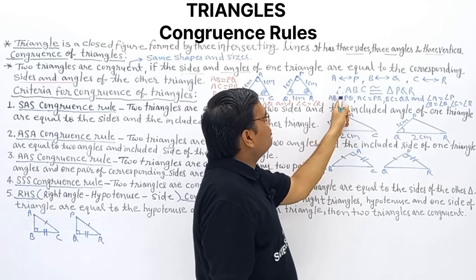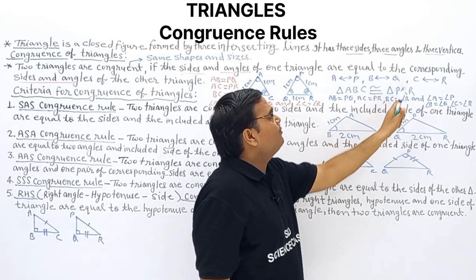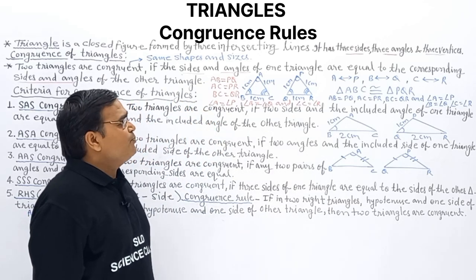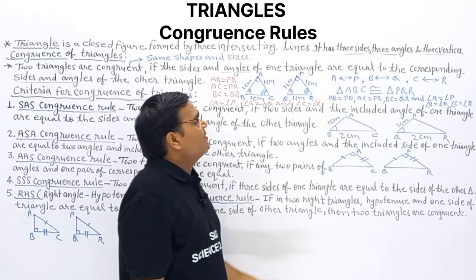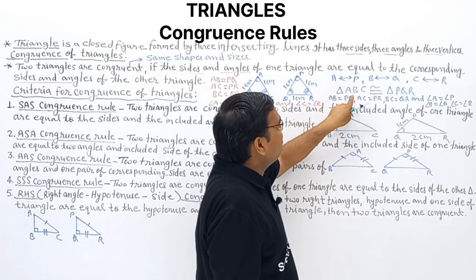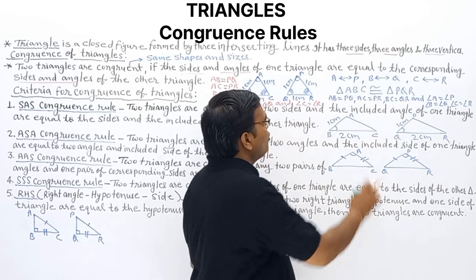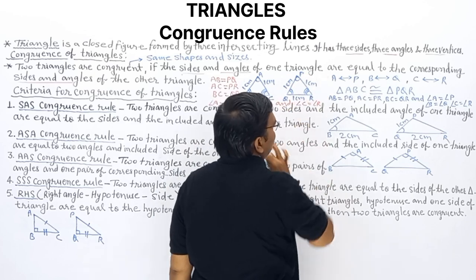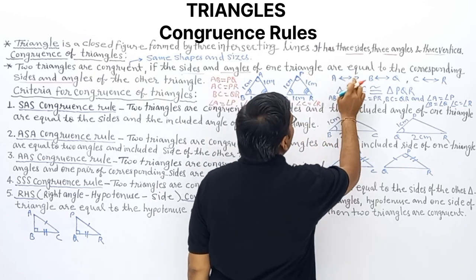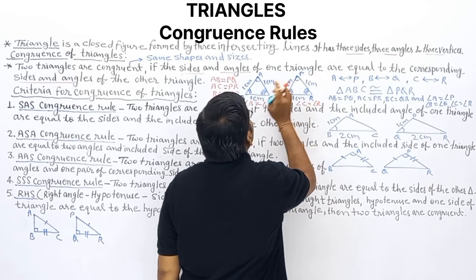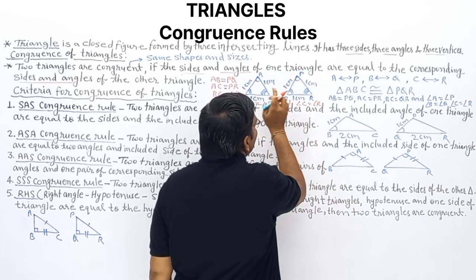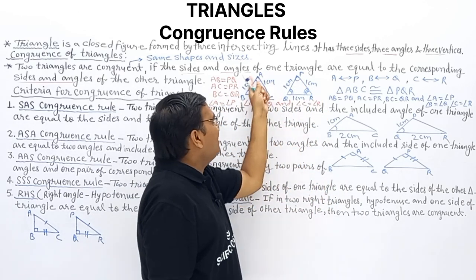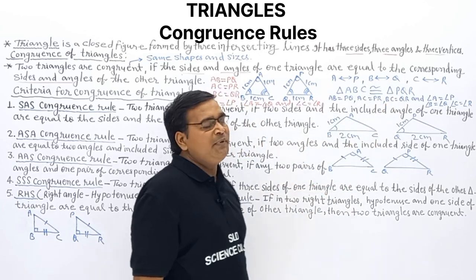So finally we can say triangle ABC is congruent to triangle PQR. It means A corresponds to P. When we use this congruence rule, triangle ABC will be congruent to this one when A corresponds to P, this angle equals this one, B corresponds to Q, and C corresponds to R. Then only we can say triangle ABC is congruent to triangle PQR.